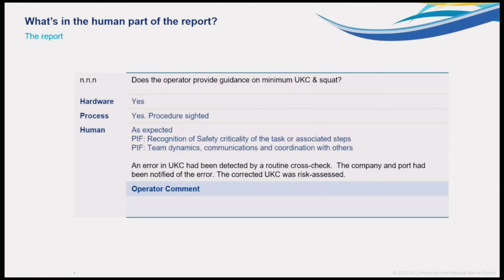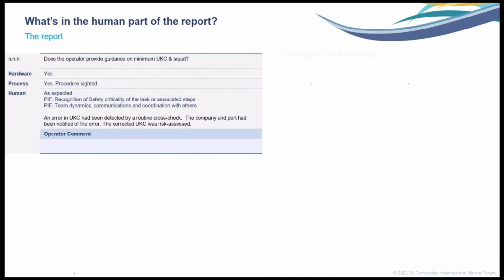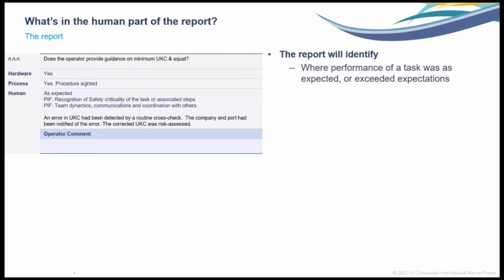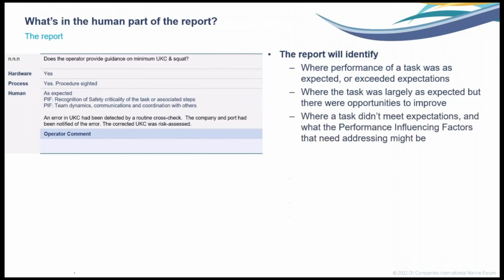So, what will be in the report? Well, here's an extract from an example report. The report's going to identify whether the performance of a task was as expected or in fact exceeded expectations. Or maybe that there are some opportunities to improve so that the task was largely as expected. Or maybe that the task didn't meet expectations and that there are some unhealthy performance influencing factors or PIFs that will need to be addressed to make the task reliable.